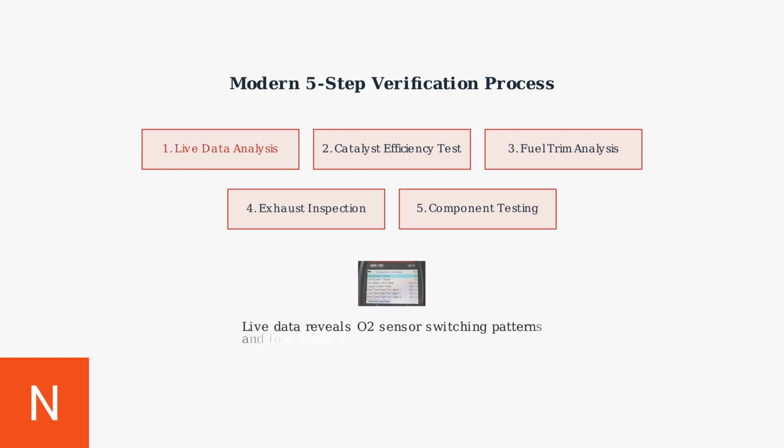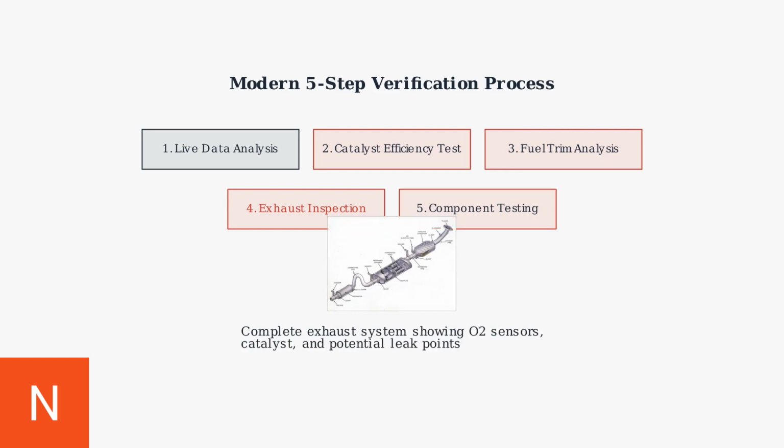Step 1 involves analyzing live data from upstream and downstream oxygen sensors. Modern scan tools display real-time switching patterns, fuel trims, and system status that reveal catalyst efficiency. Step 4 requires thorough exhaust system inspection. Understanding the complete system layout helps identify potential leak points and component relationships.